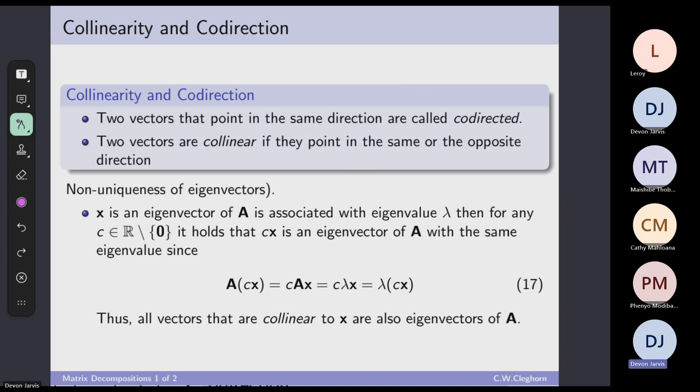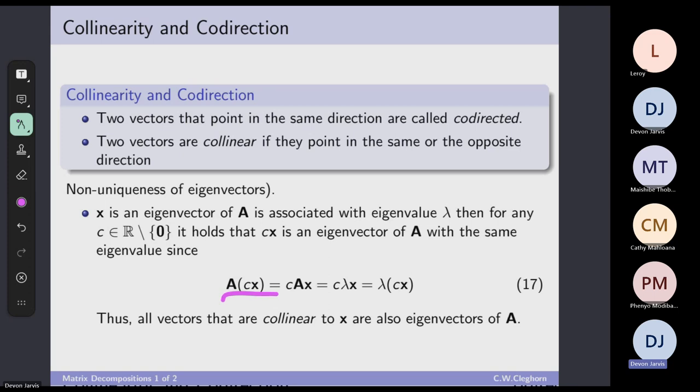I prefer to restrict the eigenvectors more, but anyway, we'll come to that when we're using the singular value decomposition. So if X is an eigenvector of A, it is associated with a particular eigenvalue lambda. Then for any C, which is a nonzero scalar, it holds that you can multiply X by that value and the eigenvalue will stay the same. All right, and so you can see this here.